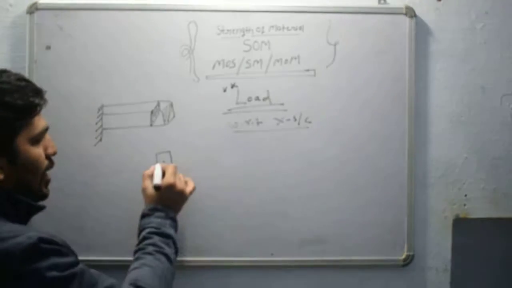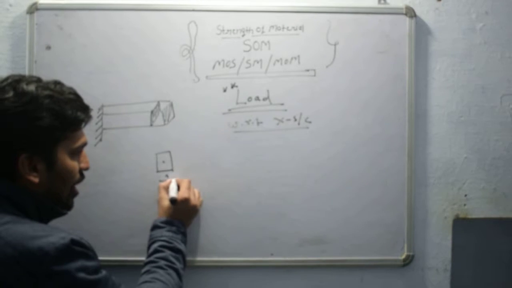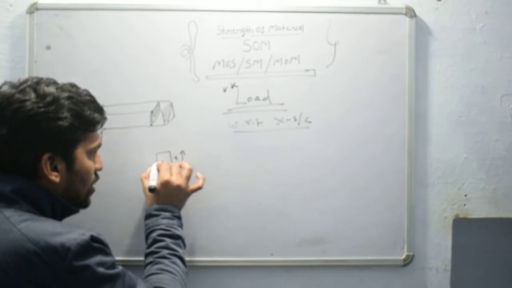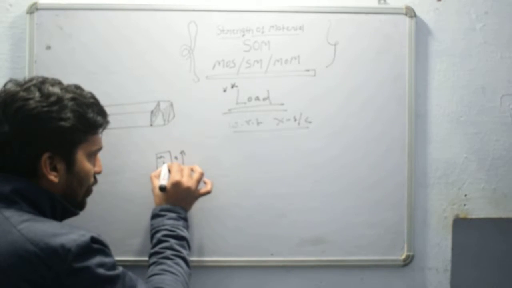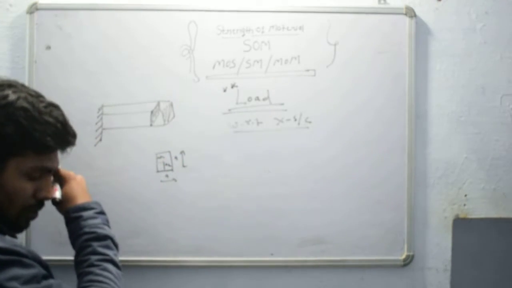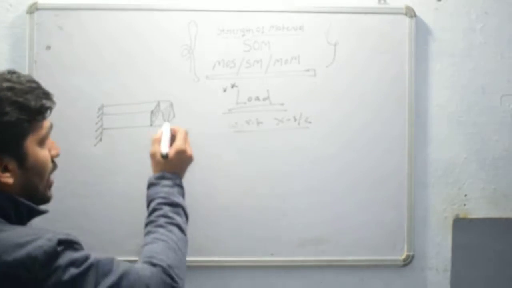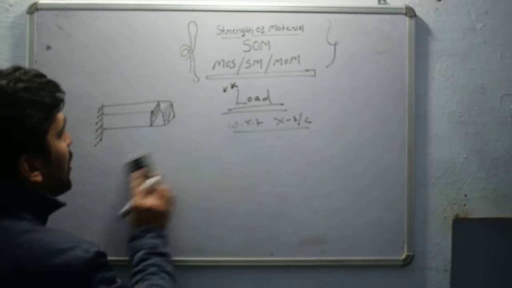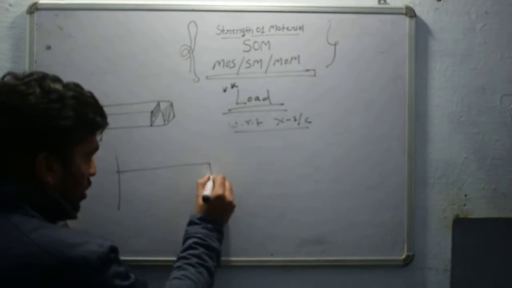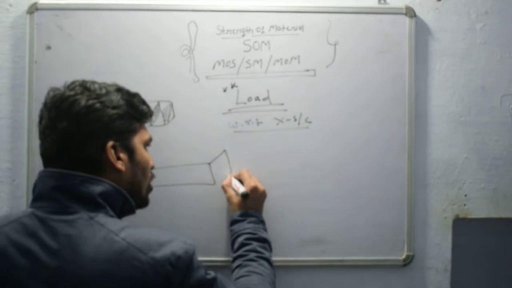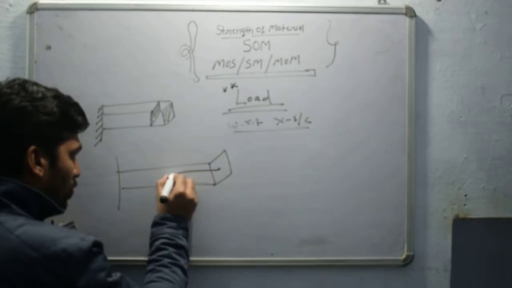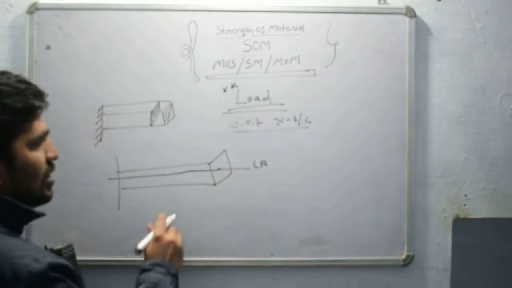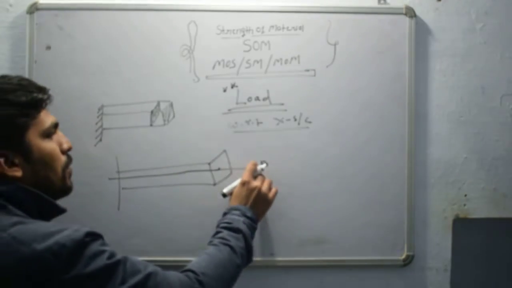Like here, if this dimension is a and this dimension is a, then the distance is a by 2 and this distance is a by 2. This is the centroid for the square cross section. If I join the centroid of each and every cross section, an axis is formed. This axis is known as the longitudinal axis.